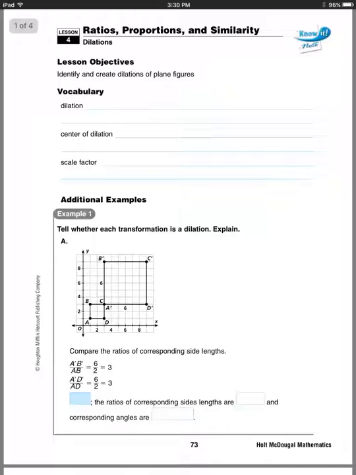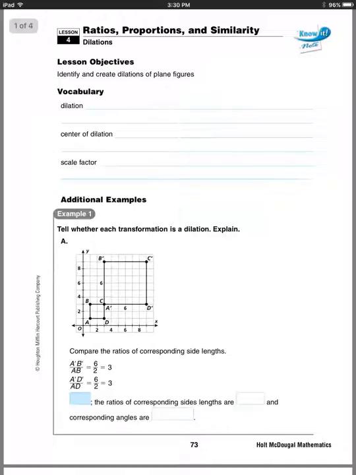So tell whether each transformation is a dilation and explain. First thing, we're going to compare the ratio of corresponding sides. Okay? We don't have to do all the corresponding sides on this one because they're squares. And if two sides of the square correspond, then the other ones have to correspond for a square. So we have A, B, and you notice they have the little comma, okay? So that tells you it's the enlargement. The little comma above is the copied one.